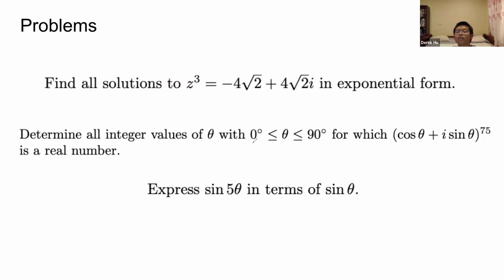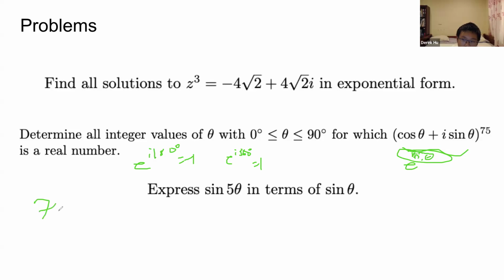Okay, and then the next one: determine all the integer values of theta with 0 degrees less than theta degrees less than or equal to 90 degrees, for which this is a real number. So this is equal to e to the i theta, and this is multiplied by 75, so it's 75 i theta. And then for a real number, we know that e to the i 180 degrees is equal to -1, and then e to the i 360 degrees is equal to 1. So basically, if this thing is divisible by 180, then it's a real number.